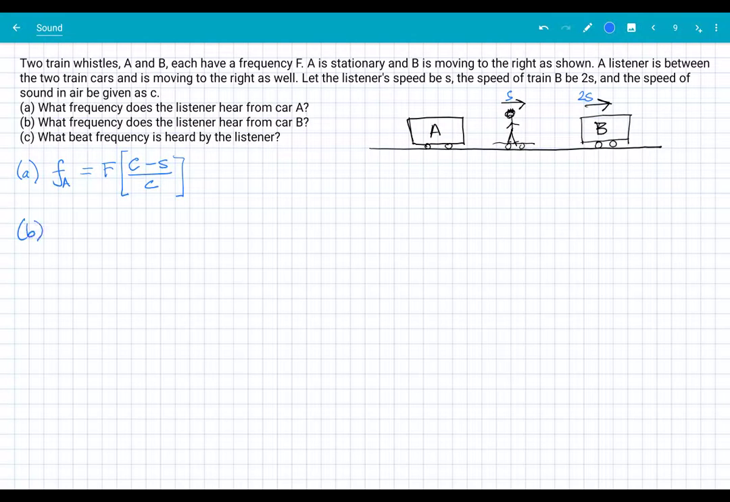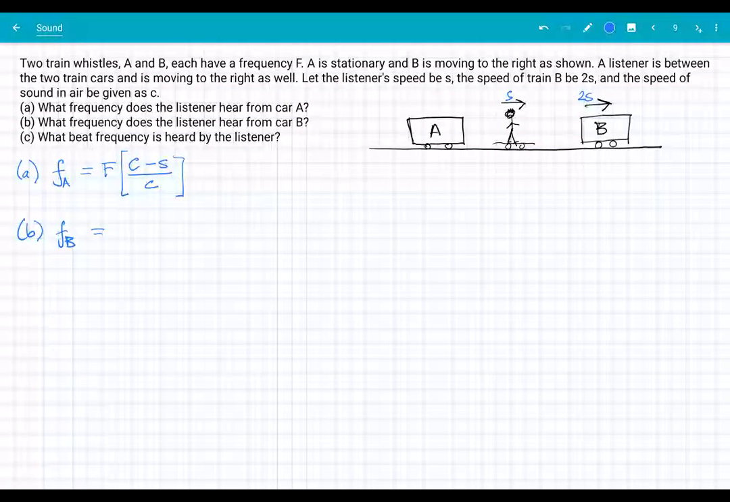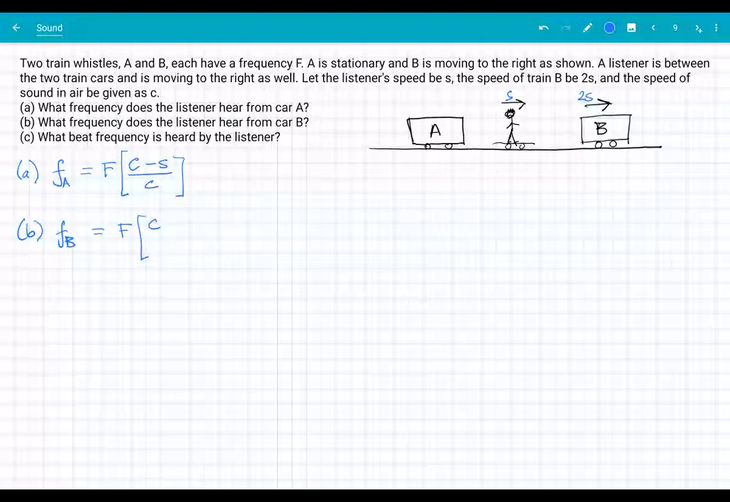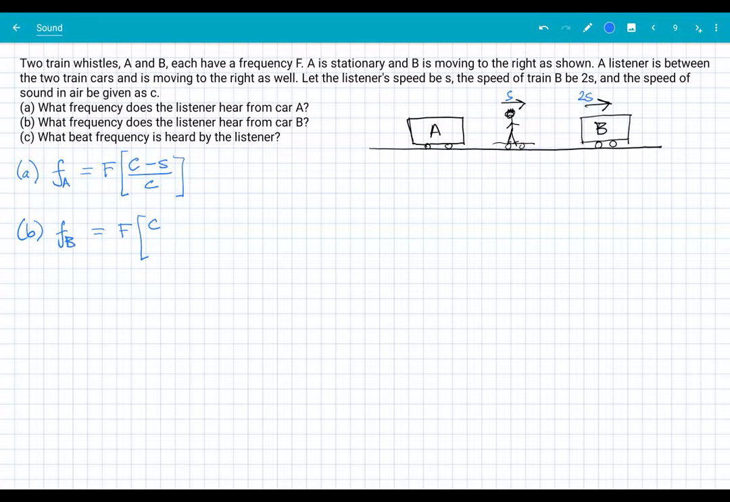Part B, what frequency does the listener hear from car B? Let's look at this. This is cool because they're both in motion. So car B is also emitting this frequency F, and then applying Doppler, we see that we have the observer. Now the observer is traveling toward car B.